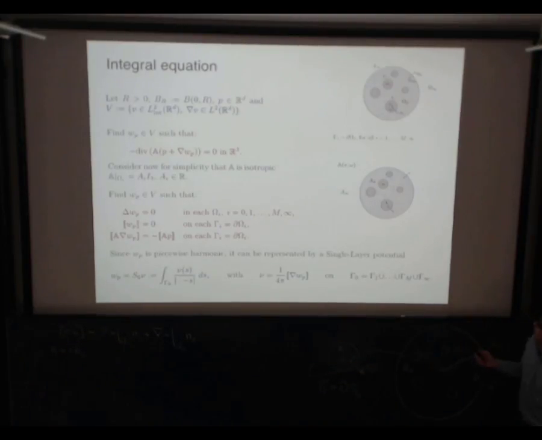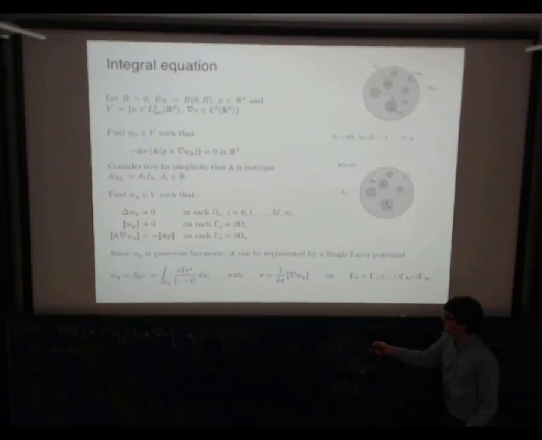Okay, so now you have a function that is harmonic except on some interfaces. So this means it can be represented, referring to potential theory, by a single layer potential. That means WP can be written as an integral over all the interfaces of some density nu convoluted with the 1 over R kernel. And in principle, we know what this nu is.